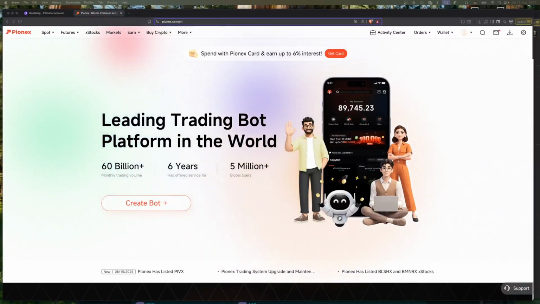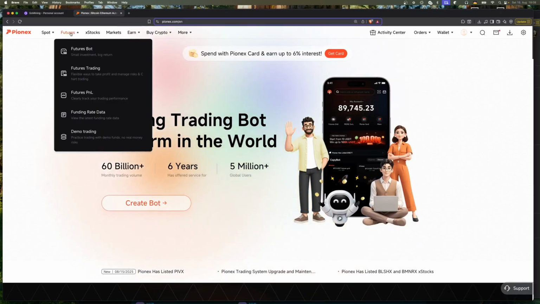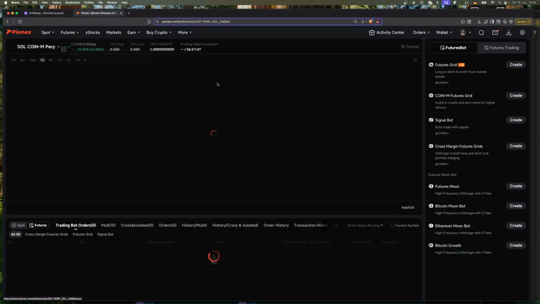What is a Pionex futures grid bot? How to create one? And are there any best settings? What is my opinion of them after using them for a couple of times? Let's find out. Okay, first of all, we go to futures bot.